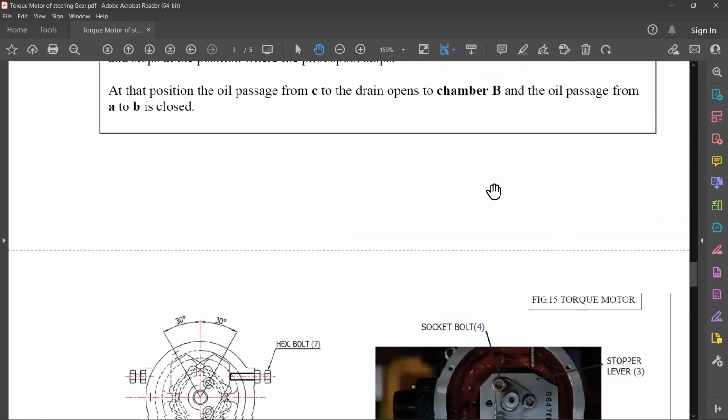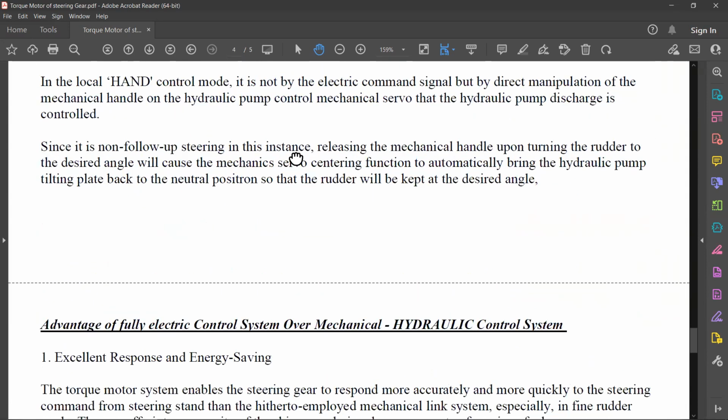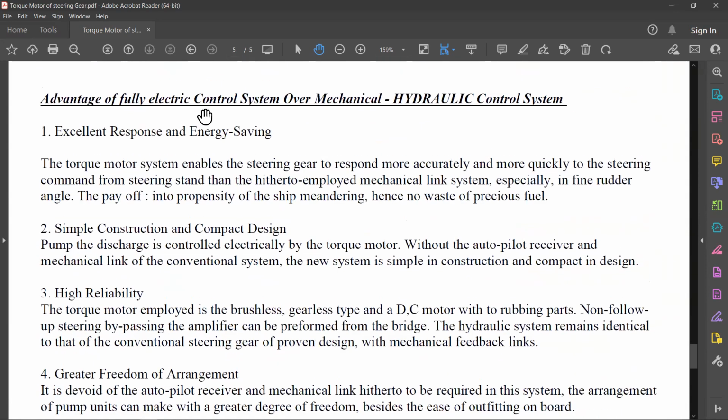Okay, there is one more thing, this bridge thing I'll talk about later on. Local control, hand control. We'll see the advantage of this fully electric system over mechanical hydraulic later on, because when we do the non-follow-up or the follow-up, the control mechanism will come up there too. I'll share this then, because there is no point in discussing it now unless you know the follow-up and non-follow-up systems. There are some systems in that. Okay. Now where was I?